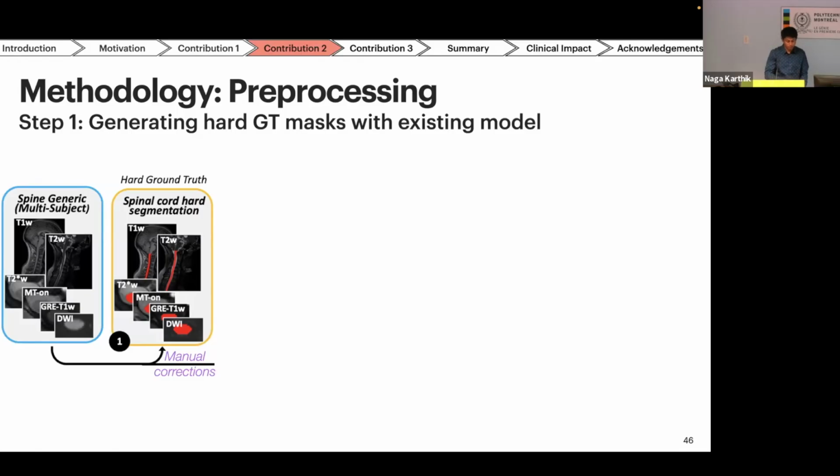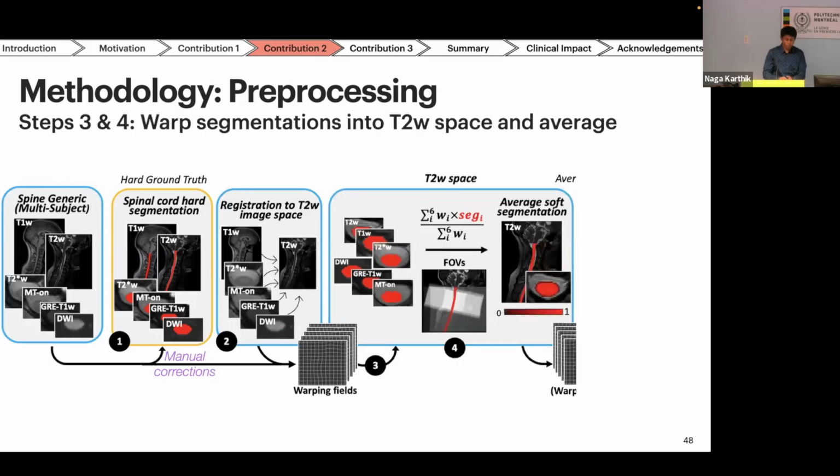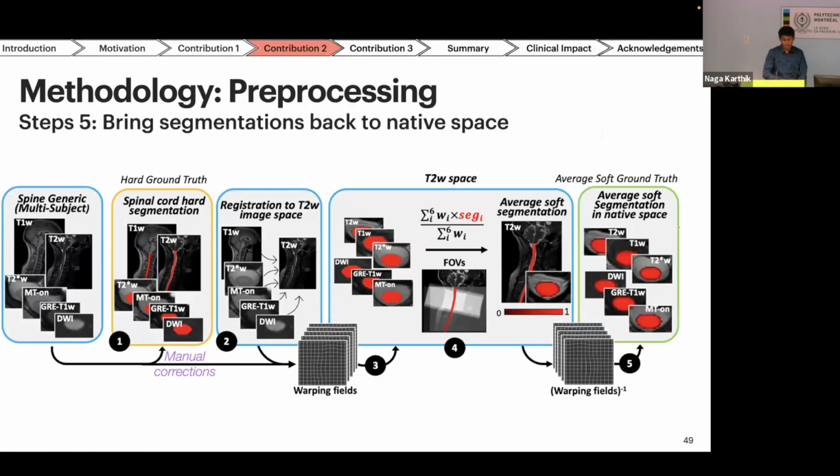These are hard ground truth, and we manually correct them on contrasts. And then we register all of these contrasts to a common space, in this case, a T2 weighted image space. And once we register the image, we take the warping fields that we obtained and bring the segmentations also to this common image space and average them to obtain a soft mask. And we bring the contrasts back to the native space by using inverse warping fields. So we went from, as I said before, contrast specific binary masks to a unique soft mask per participant per contrast.